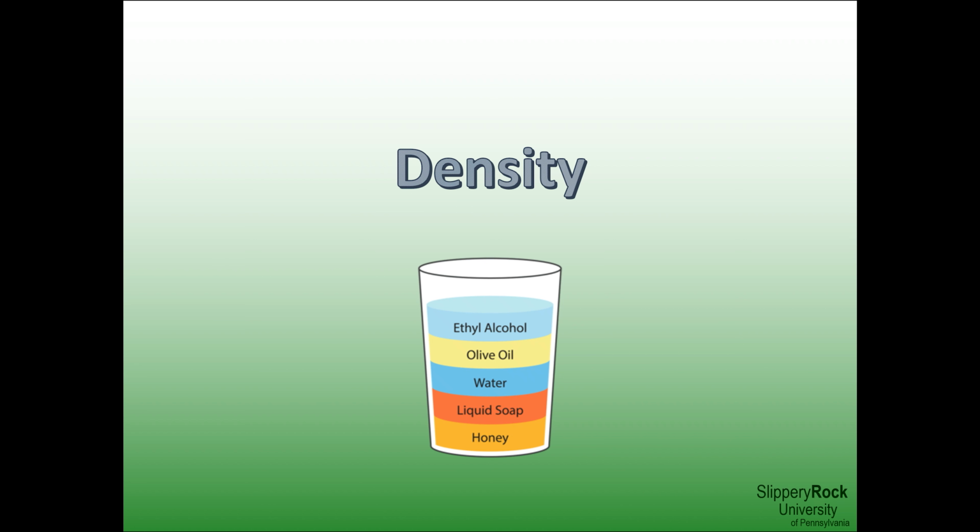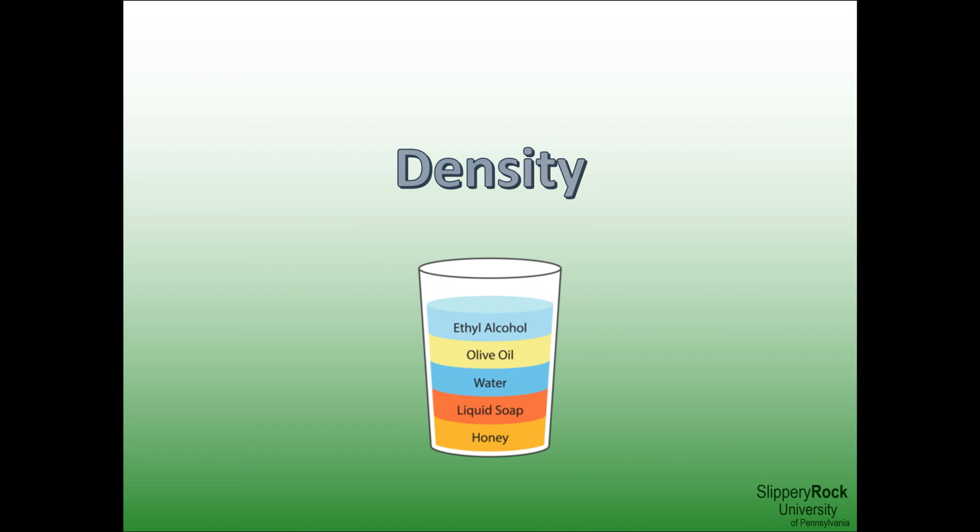Every substance, whether it's a solid, liquid, or gas, has its own characteristic density. We express density using a simple relationship. Density equals mass over volume. Mass tells us how much matter a substance contains, and volume tells us how much space it takes up.